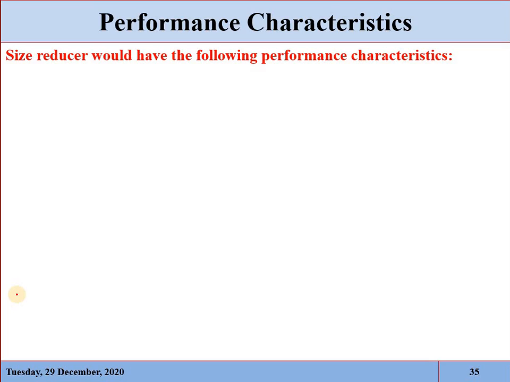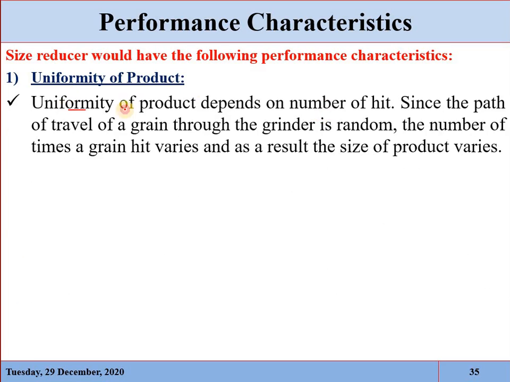The most important factor we look at is the uniformity of the product. We look at whether the size of the reduced particles is uniform. Uniformity of product depends on the number of hits. Since the path of travel of a grain through the grinder is random, the number of times a grain is hit varies, and as a result the size of the product varies.